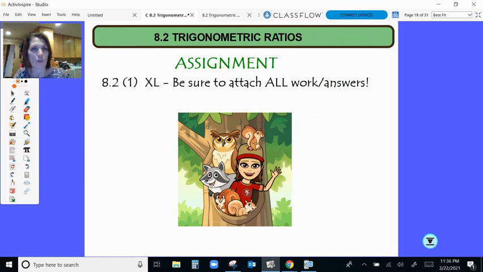Make sure you write down your ratios so you can make sure you understand them and memorize those. Make them your friends because we're going to use them a lot.